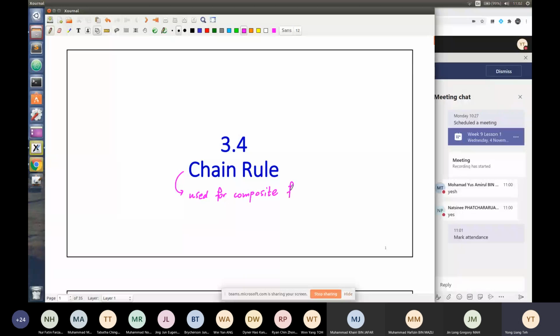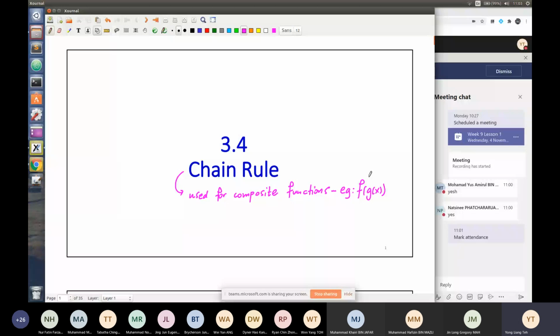Composite functions are those that look like, for example, f as a function of g, where g is a function of x. Let's say you're supposed to differentiate this f with respect to x, then you will require the chain rule. This is one of the most important rules in differentiation because it is extensively used in multivariable calculus. I believe you'll be learning multivariable calculus later on.